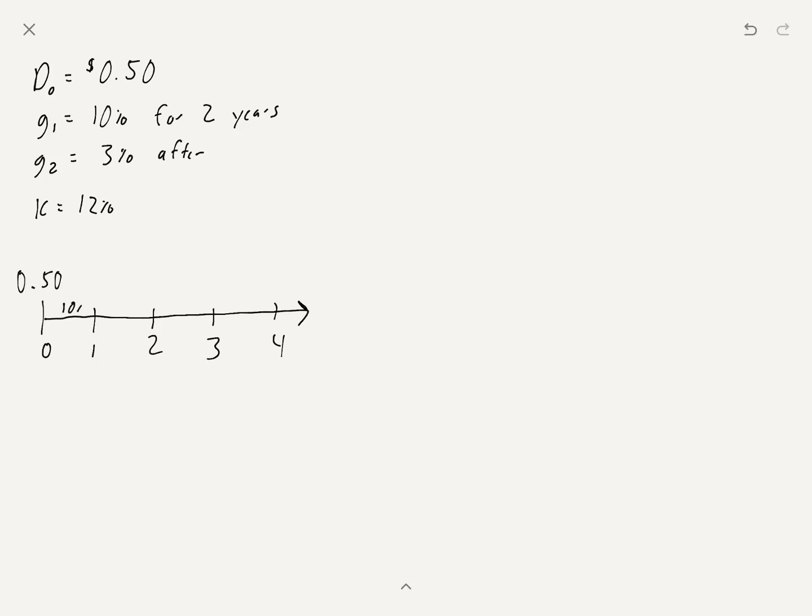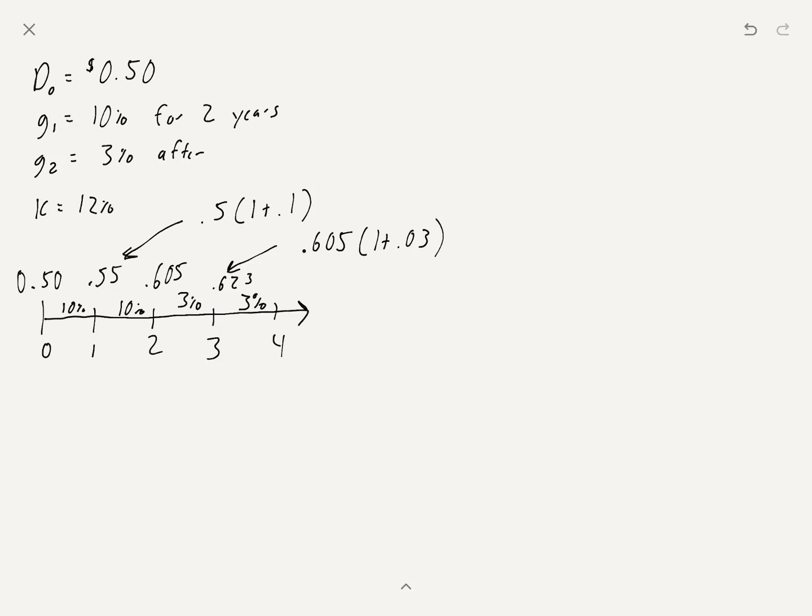The dividend in year 1 is our most recently paid dividend multiplied by 1 plus the first growth rate of 10%. The second year dividend is the dividend in year 1 increased by the 10% growth rate. The third year dividend is the dividend in year 2 increased by the lower 3% growth rate.